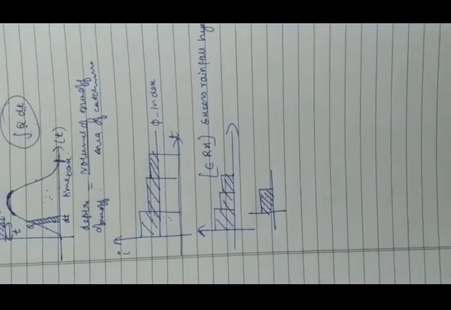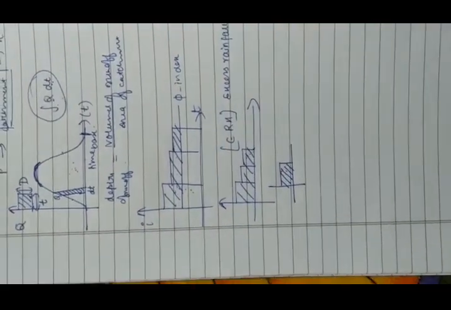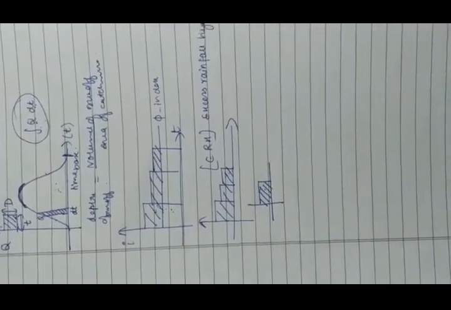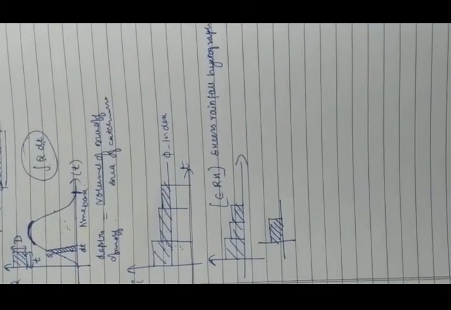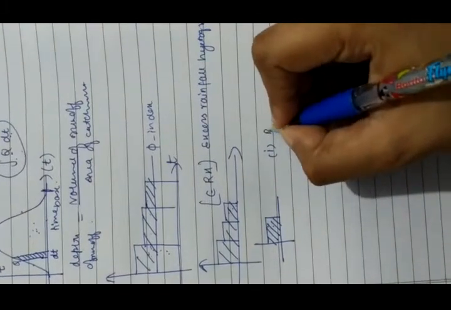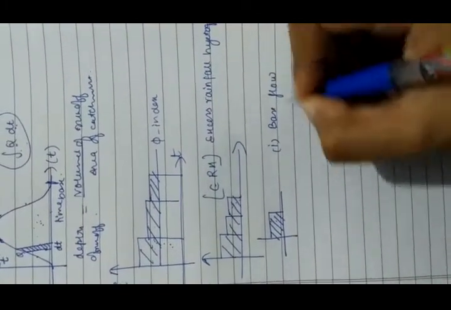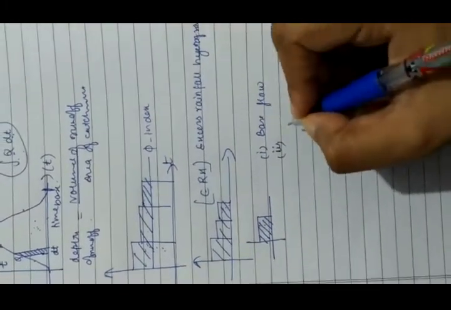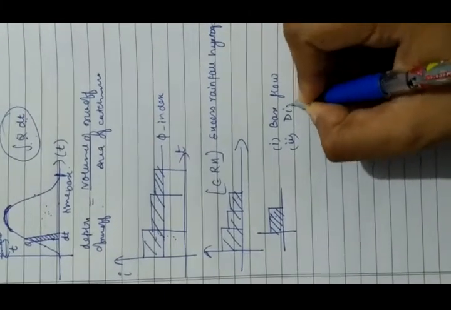Now this runoff that I have talked about is generally considered in two categories. One is called direct runoff, the other is called base flow. So depending on that, I have two types of hydrographs.